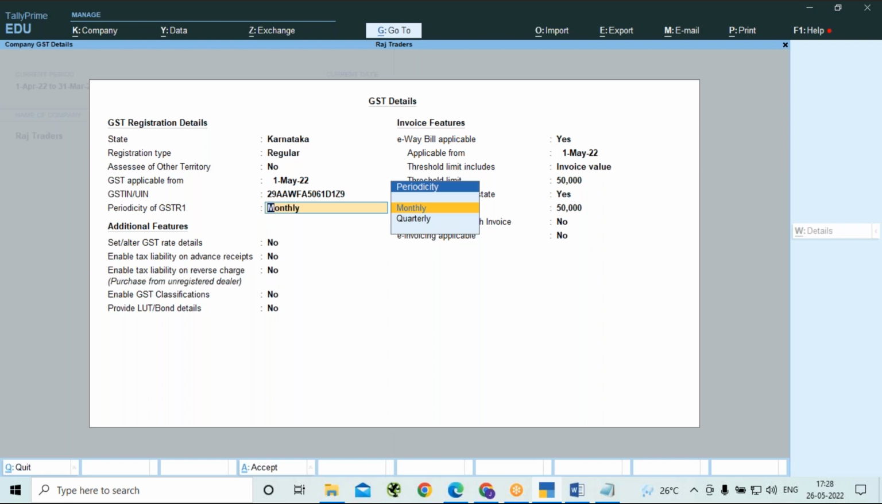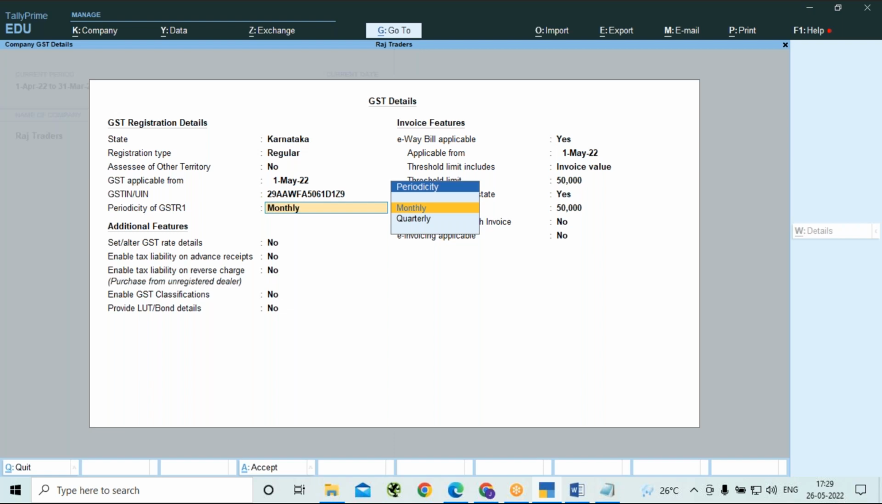The next one is the periodicity of GSTR1. As I said, GSTR1 is related to what kind of report? Sales. So whenever you do return filing related to GST, it is mandatory to file GSTR1. GSTR, R stands for returns, GST return filing, form number one. It is asking us, do you want to do the return filing on a monthly basis or a quarterly basis?